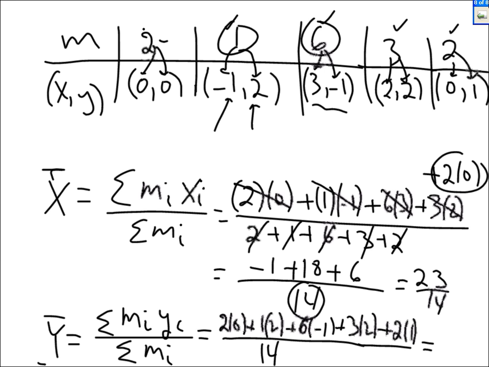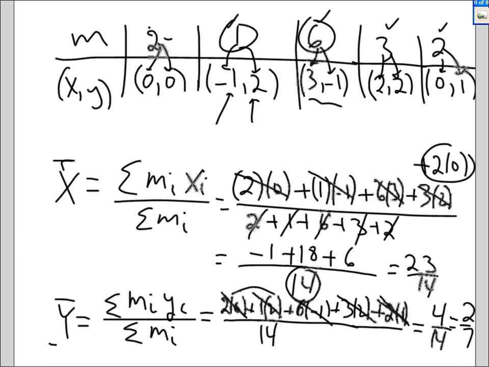And for the numerator, I get 0 plus 2 is 2. Now, this is negative 6 plus 6, so that cancels out. So I still have the 2 from those 2. 2 plus 2, this last 2 is also 2. 2 plus 2 is 4. You get 4 over 14, which reduces to 2 over 7.